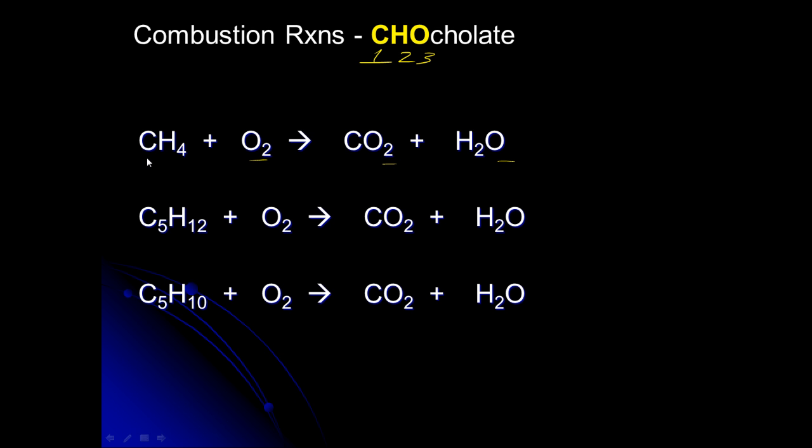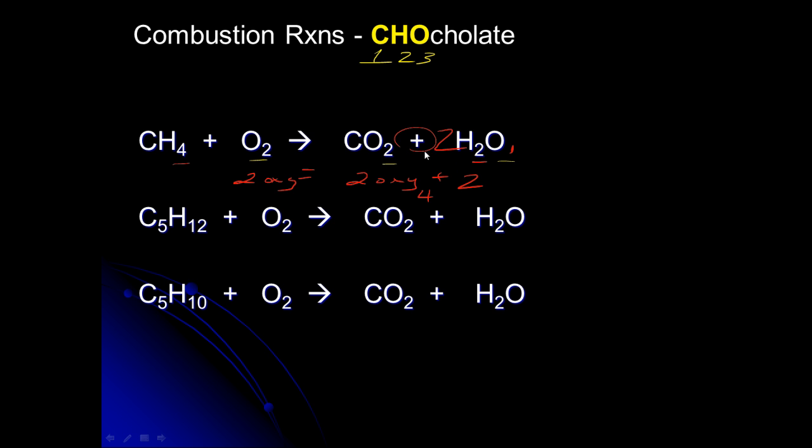So if I look at this first example, do my carbon first. 1 carbon, 1 carbon. Okay, next I do my hydrogens. 4 hydrogens, 2 hydrogens. Well, I can fix that by putting a 2 in front. All right, next I'm going to count up my oxygen. So on this side of the arrow, on the left-hand side, I have 2 oxygens. And on the product side, I have 2 oxygens plus 2 times this invisible 1 right here, 2 more oxygens for a total of 4.